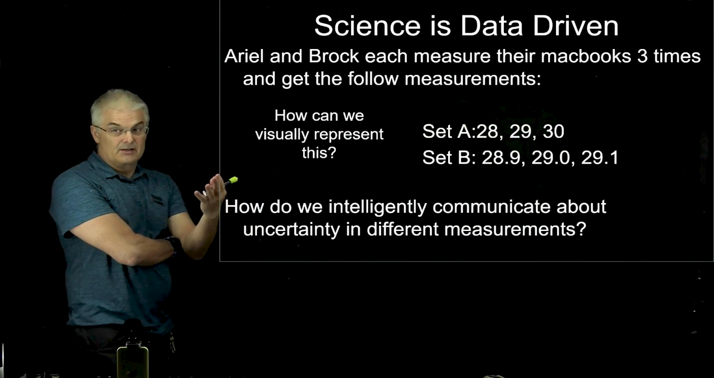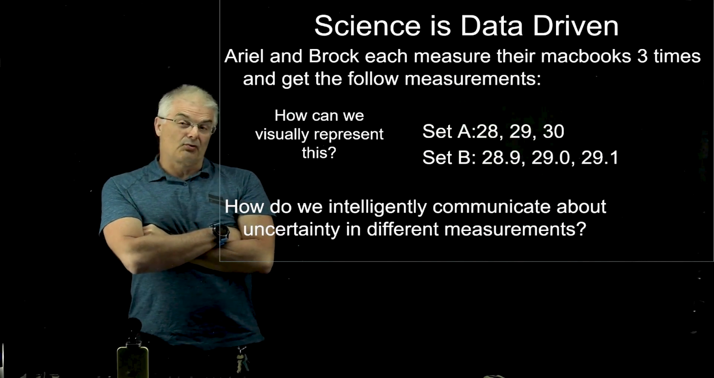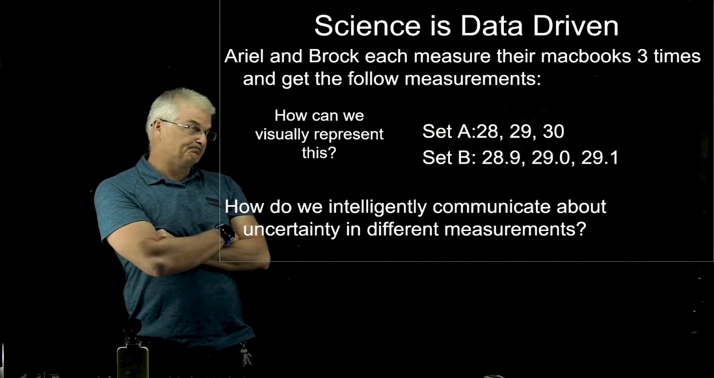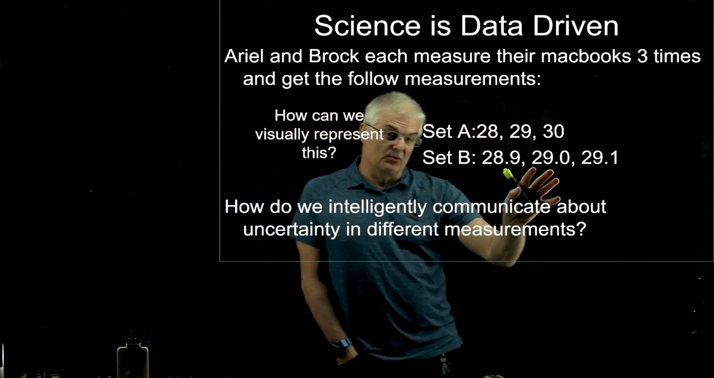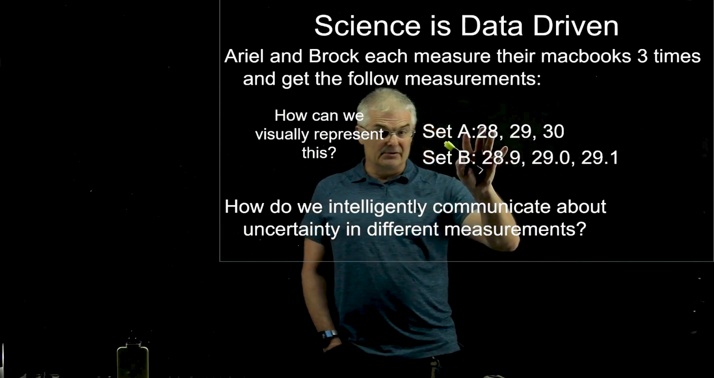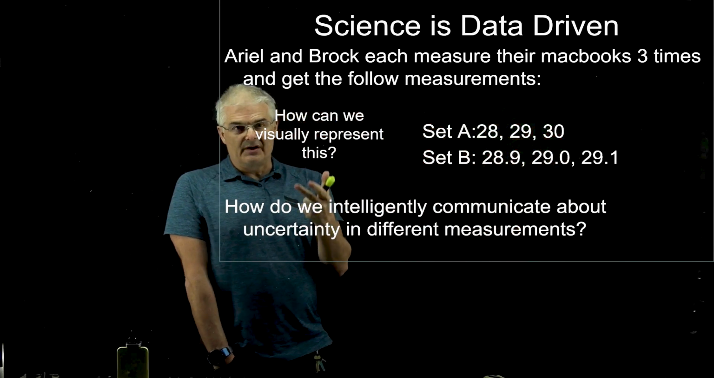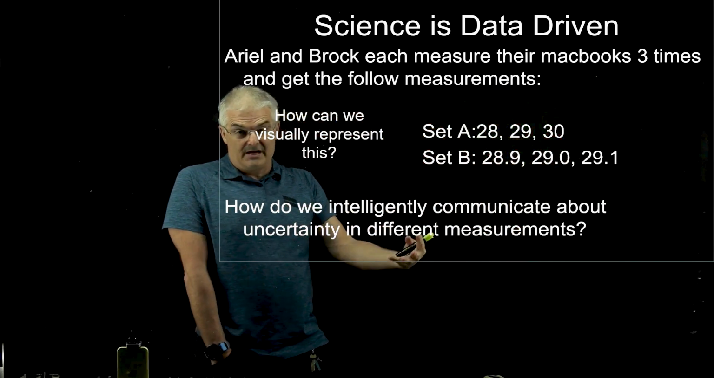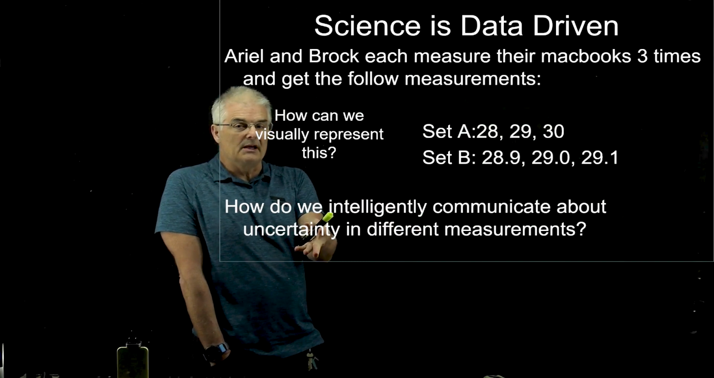So science is data-driven. So example here, Ariel and Brock each measure their MacBooks 3 times. They get the following measurements. So you see we've got here 28, 29, and 30, 28.9, 29.0, and 29.1. Those are similar numbers, right? But they're not the same number. So they've measured them with whatever measuring device they have. And the question I want to ask is, how do you communicate about that with the different measurements?